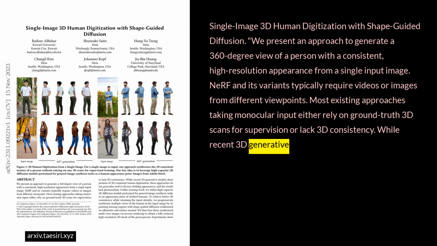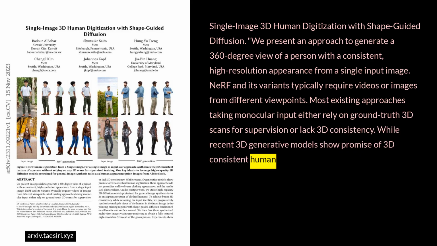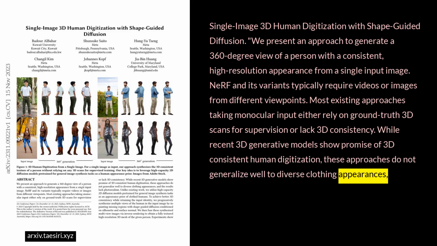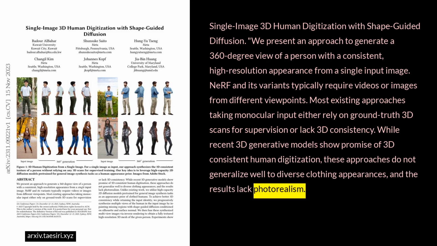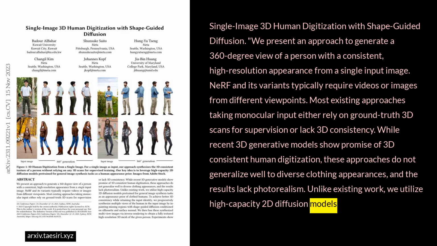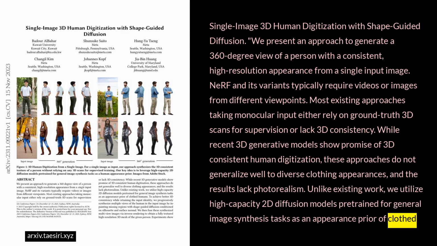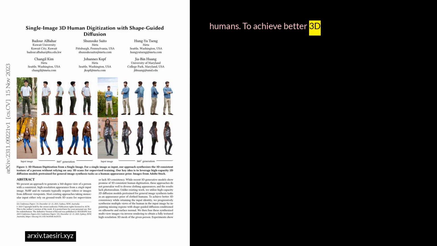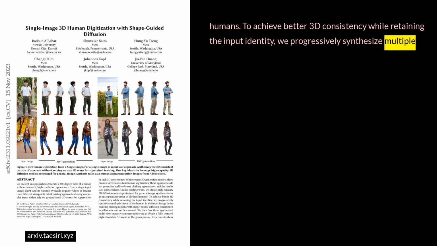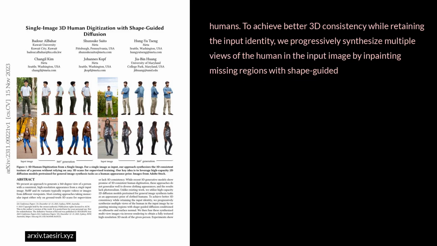While recent 3D generative models show promise of 3D consistent human digitization, these approaches do not generalize well to diverse clothing appearances, and the results lack photorealism. Unlike existing work, we utilize high-capacity 2D diffusion models pre-trained for general image synthesis tasks as an appearance prior of clothed humans. To achieve better 3D consistency while retaining the input identity, we progressively synthesize multiple views of the human in the input image by in-painting missing regions with shape-guided diffusion conditioned on silhouette and surface normal.